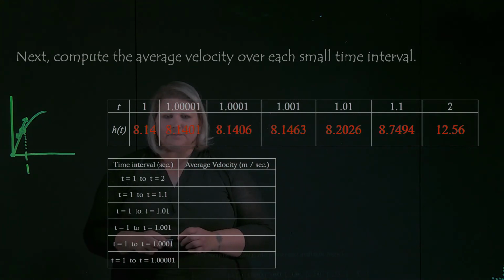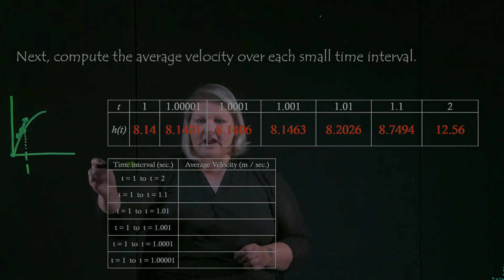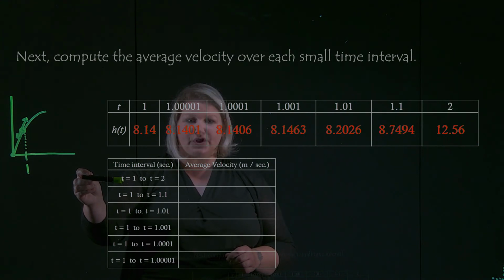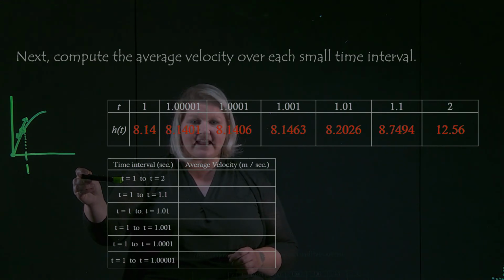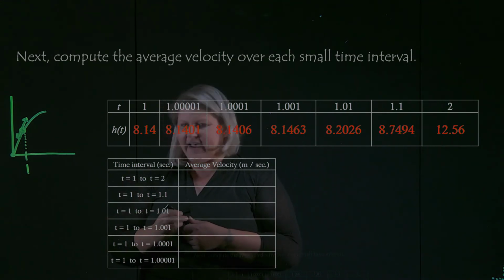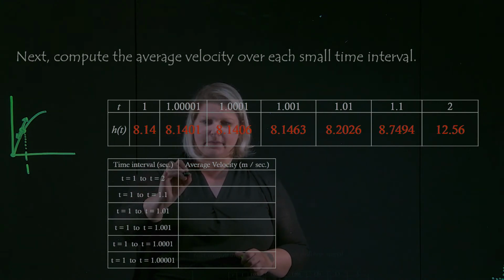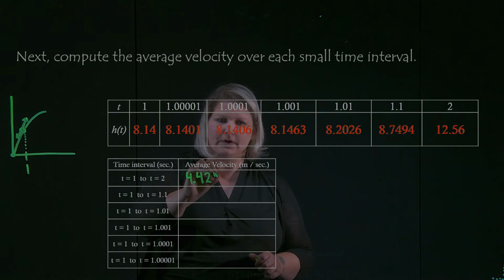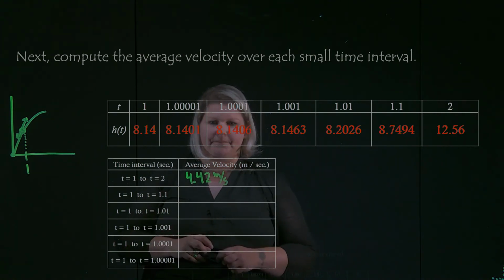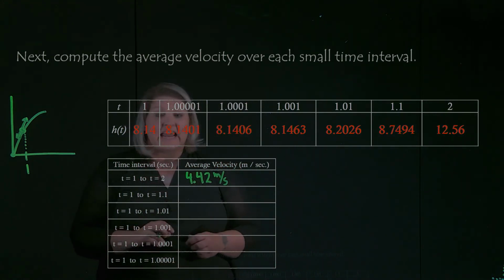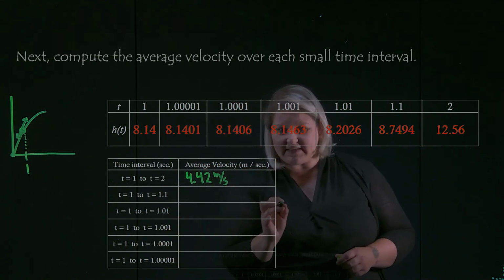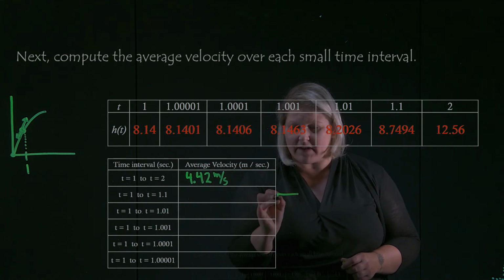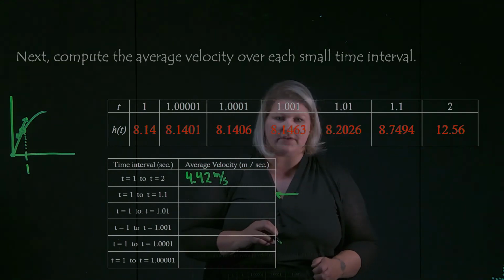My first interval is from time 1 to time equals 2. I'm going to find that average velocity, which I actually found in the previous problem. That's 4.42 meters per second. Now next, for these others, I'm going to work through one of them and then I want you to do the others.